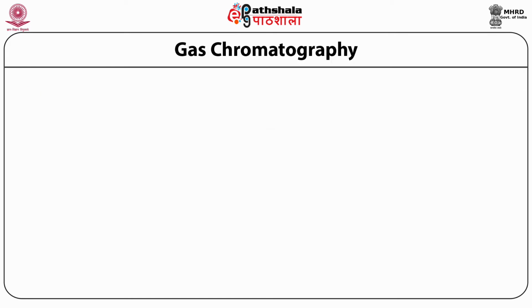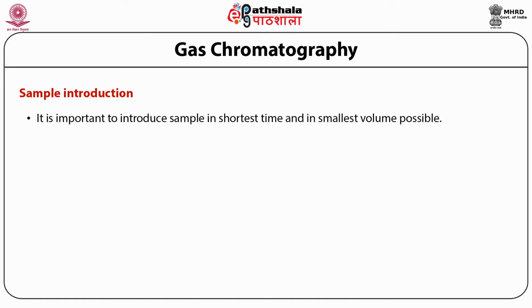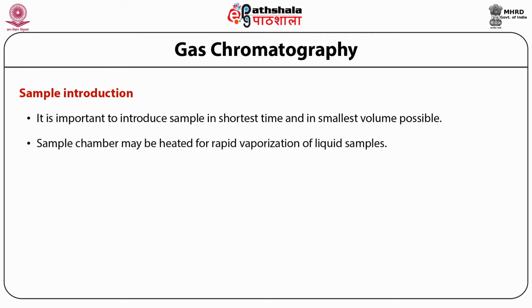In gas chromatography, after the carrier gas, the next question is how to introduce the sample into the column. As in other types of chromatography, it is important to introduce the sample in the shortest time and in the smallest volume possible. This is also true for gas chromatography. The sample chamber may be heated for rapid vaporization of liquid samples and should be designed so that the carrier gas sweeps the sample directly into the column. If these requirements are not met, the sample will be unnecessarily spread out before the separation process has begun.